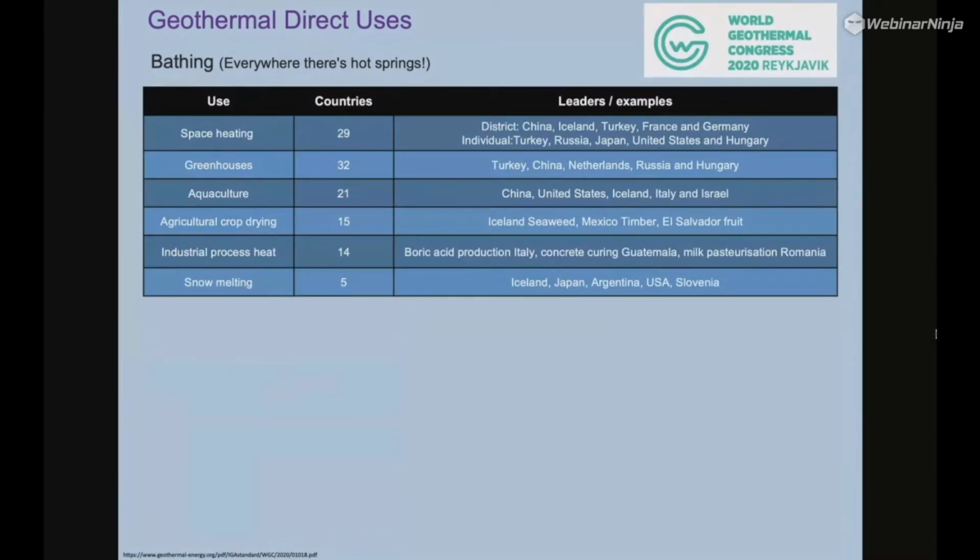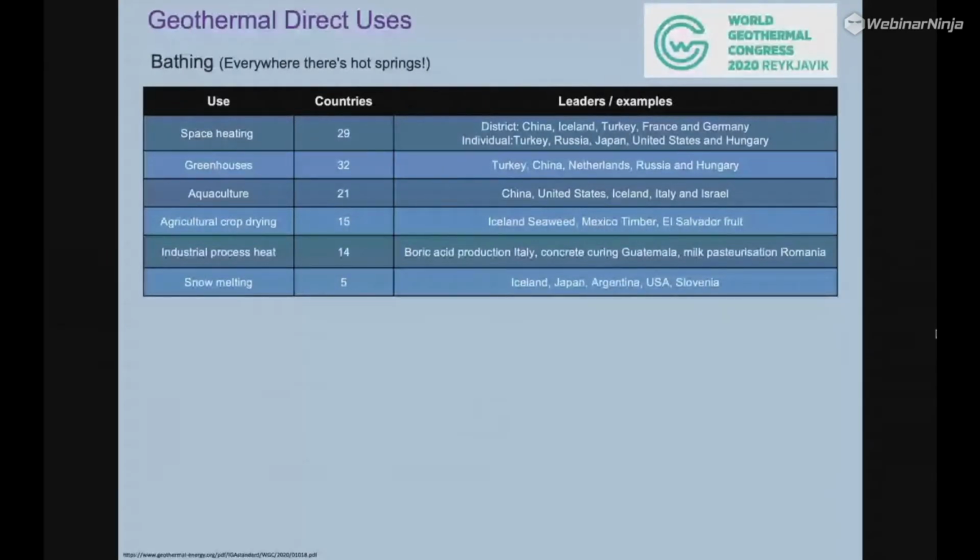Well, there's also bathing to mention, and people for centuries have enjoyed jumping into hot water when it's available naturally. But looking at data from the World Geothermal Congress 2020, now 2020 plus one, that's currently ongoing, a paper from that on global direct use of geothermal shows that space heating, which includes district and individual heating schemes, is used in 29 countries. The leaders for district heating being China, Iceland, Turkey, France, and Germany, and a different set of leaders for individual space heating.